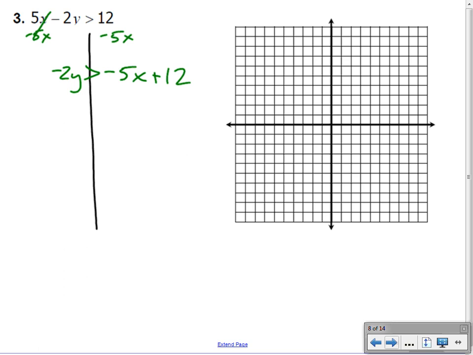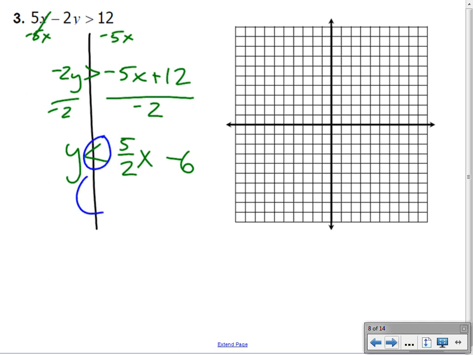Now, my next step here is I'm going to divide by -2, but we've got to be careful because remember, if we're dividing by a negative, our inequality symbol flips. So we have y is less than, and then -5x divided by -2 turns into positive 5/2 x, and 12 divided by -2 is -6. So now my inequality is ready to graph, but before we do that, let's make some notes here. A less than symbol means I'm going to have a dashed line, and I'm going to shade below.